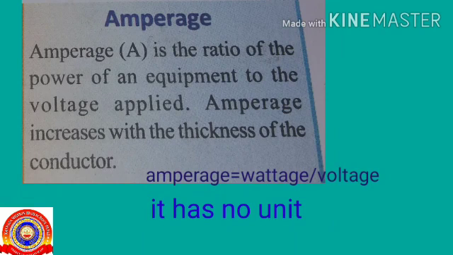Amperage is the ratio of the power of an equipment to the voltage applied. Amperage increases with the thickness of the conductor, and the equation for finding amperage equals wattage divided by voltage. Wattage is the power. Since it is a ratio, it has no unit.